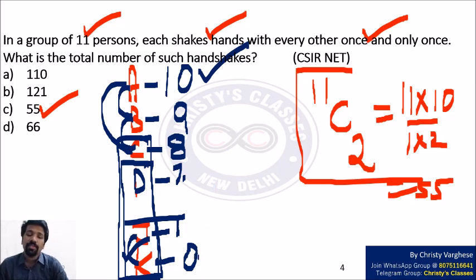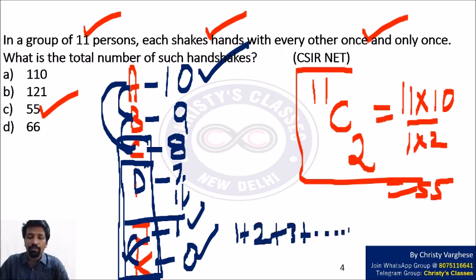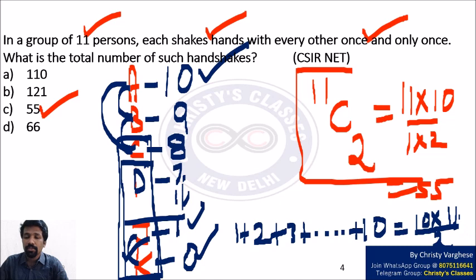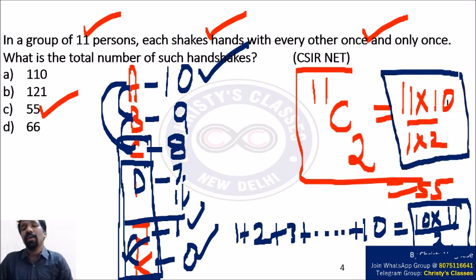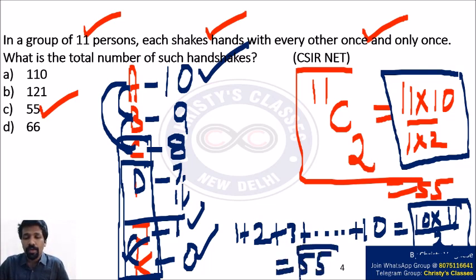That means the total number of handshakes will be adding up all these handshakes. So the total will be 1 plus 2 plus 3 plus 4 up to 10. 0 is there, but that does not matter. That is the sum of the first 10 natural numbers. The sum of n natural numbers is n into n plus 1 by 2, so 10 into 11 by 2, which is also 55. It is the same thing: 11 into 10 by 2 and 10 into 11 by 2 are both the same. So logically, if you count also, you will get the total number of handshakes as 55 itself.